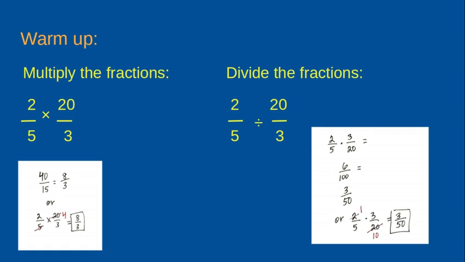All right, then over here on the right, let's divide the fraction. So 2/5 divided by 20/3. The algorithm or the steps for dividing fractions is to skip, flip, multiply. So you're going to skip the 2/5, you're going to flip 20/3 to become 3/20ths, and then you're going to multiply those two fractions together.